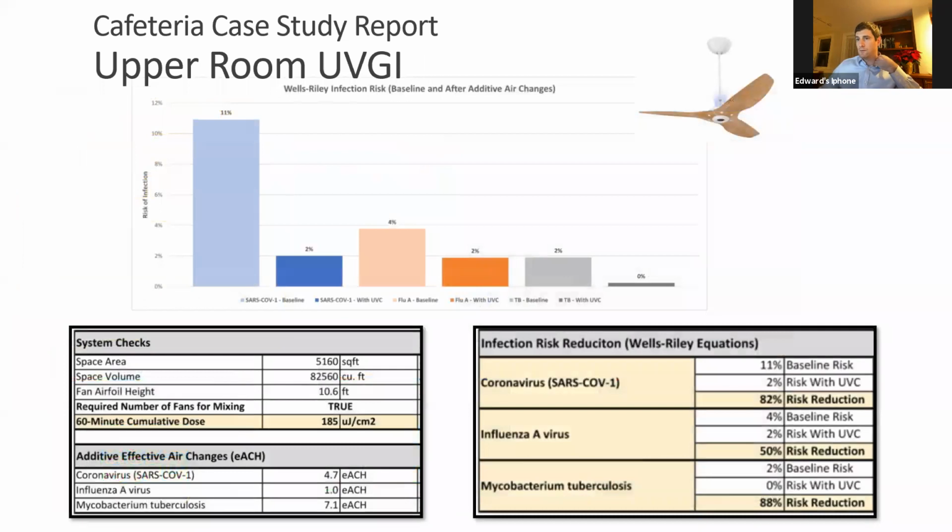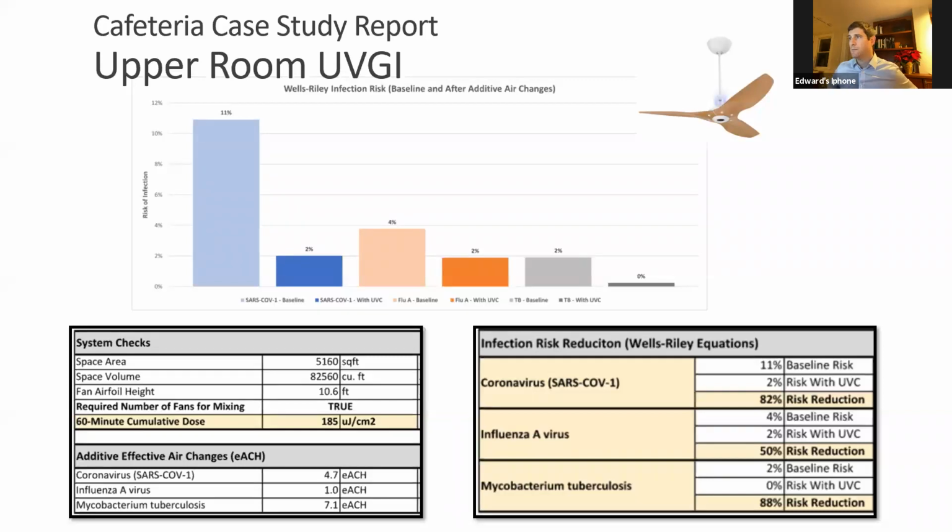So with those results of the air change modeling, they used the Wells-Riley equation that I mentioned earlier to calculate the infection risk reduction of adding this technology. Again, the Wells-Riley equation factors in the number of sick individuals and the exposure time, and with the circulation of cleaned air, the exposure time decreases, and therefore the infection risk decreases.